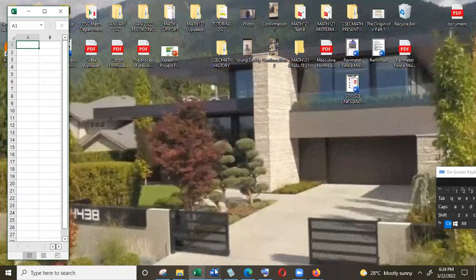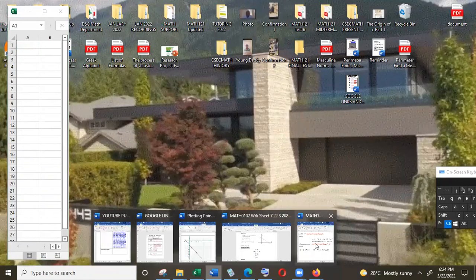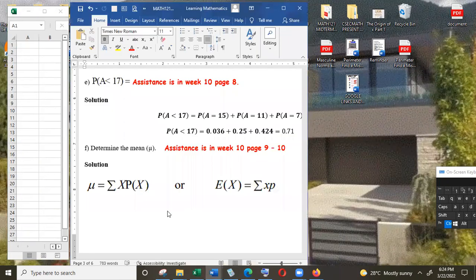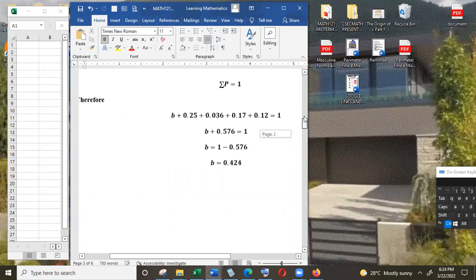Okay, and we want the mean for the probability distribution. So let the list come up, and here it is. We have to do all that is to the right of sigma first. That's why we need a table. We have to do all that is to the right of sigma first.